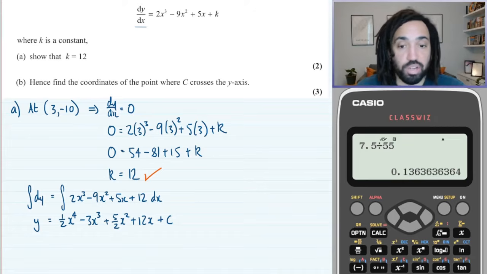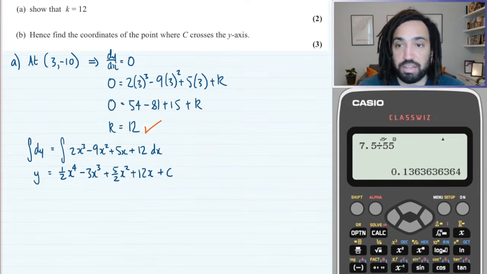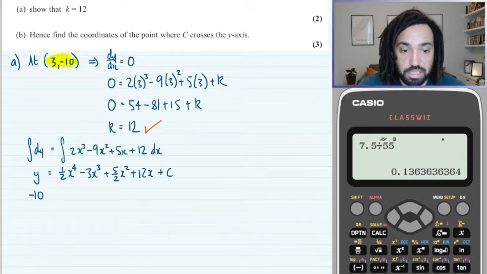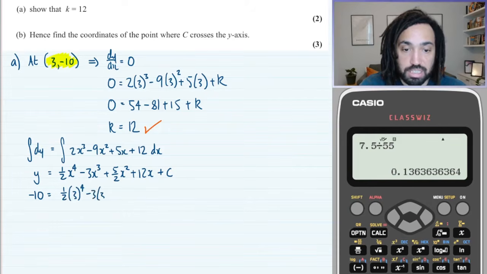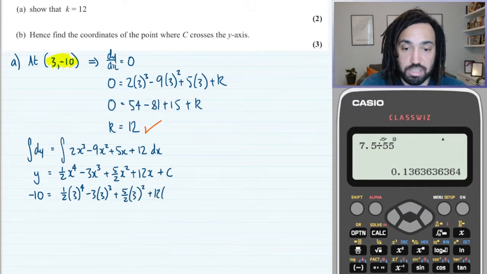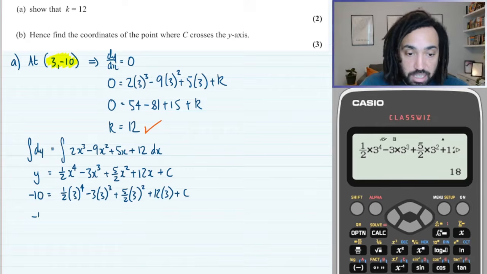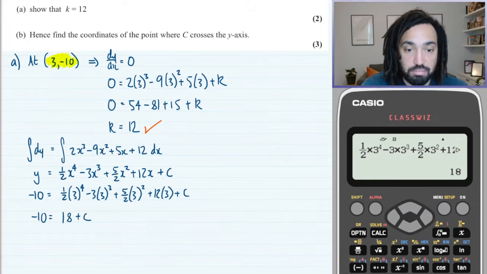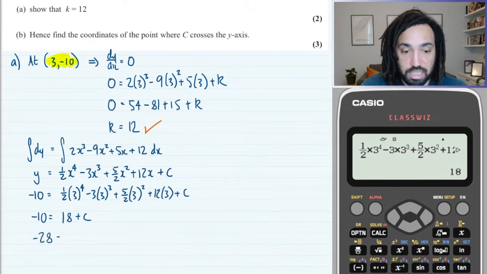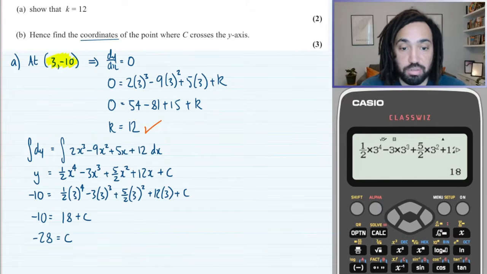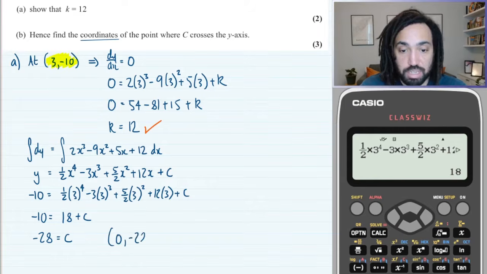Okay, so now we need a point on the curve to confirm this, to find c, and of course we have this point already here, so we can sub these points in. So y is minus 10, and then here I'm just going to show the examiner that I'm subbing in 3, nice and clearly, and then I think I'm probably just going to use my calculator to actually evaluate this to find c. Okay, so I've just subbed in this big chunk into my calculator and I've got 18, so perfect, so minus 18 for both sides, and I get minus 28. It does say hence find the coordinates, so I'm just going to be careful and I'll give my final answer as (0, -28), like so.